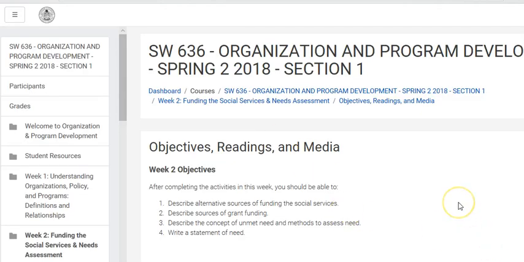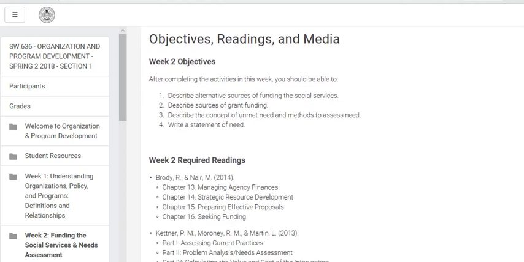The objectives for this week are to describe alternate sources of funding for social services, to describe sources of grant funding, to describe the concept of unmet need and methods to assess need, and then writing a statement of need.